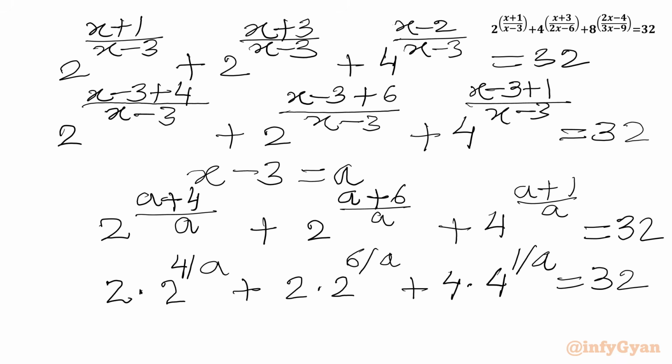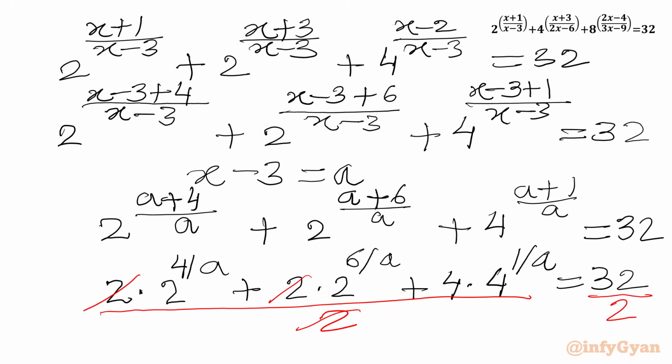Now our equation is divisible by 2. So let's divide both sides by 2. We will divide RHS also by 2. So we can cancel 2 from here, and here we have to write 2. Now our equation will become 2 power 4/a plus 2 power 6/a plus 2 times 4 power 1/a equal to 16.